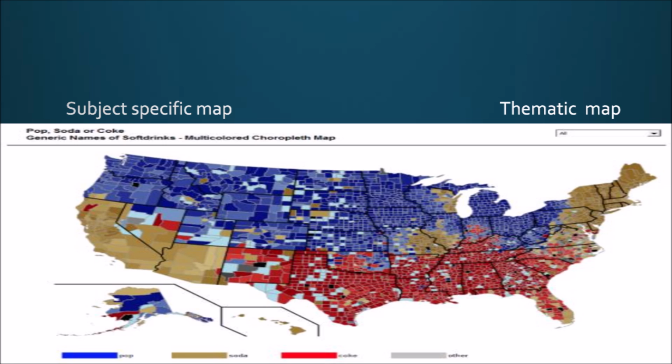And the next type of map is subject specific maps. It is based on some subjects. It shows the specific feature of a place. For example, a map showing the amount of rainfall in different areas, a map showing the population of different areas, a map showing the crops grown in different parts of a country. So these types of theme based maps are called thematic maps.